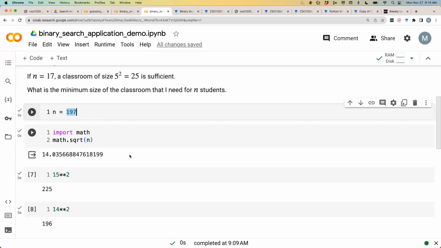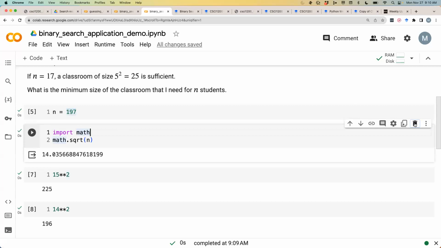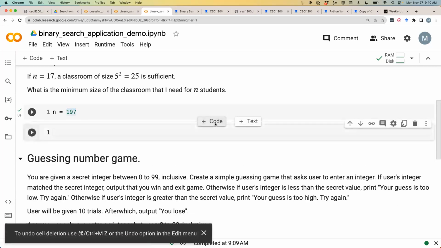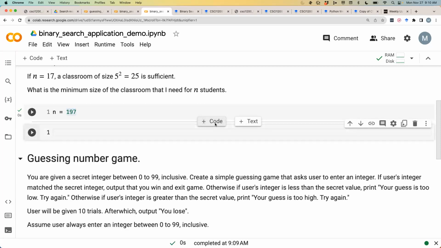Okay, so this is finding the minimum length of the square classroom that is needed to cover this number of students, for a given integer n. Now, suppose you don't have this math library. Suppose you are just given this number here, and you have to do it on the spot. In the interview, they say that you have to find this number of students here. What would be your strategy? You don't have a calculator with you. What would be your strategy to find this minimum size of the classroom?